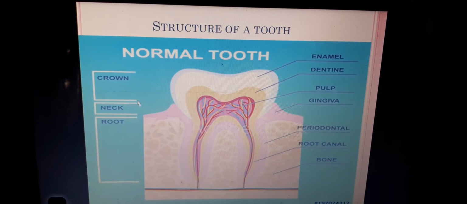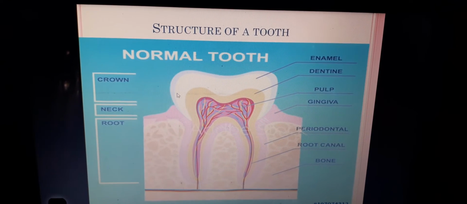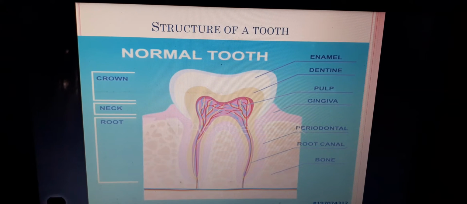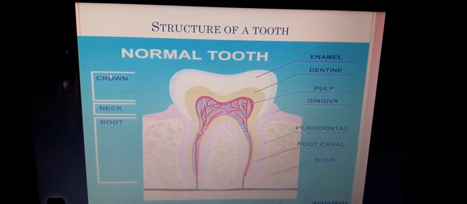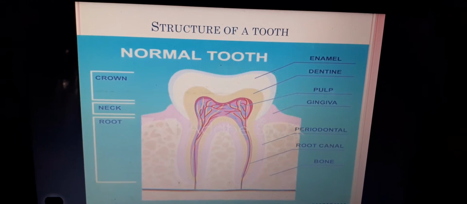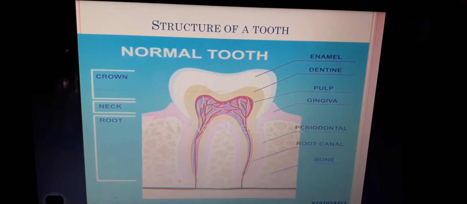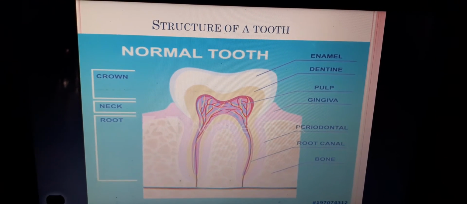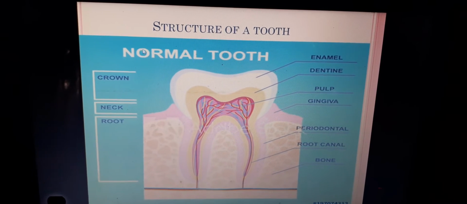Then next is the crown. This white part is the crown. The top part of the tooth outside the gums is known as the crown. In between the root and crown, the neck portion is visible. That is the neck between the crown and root.